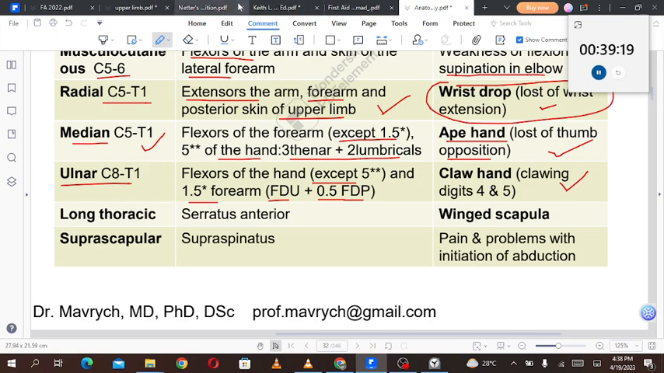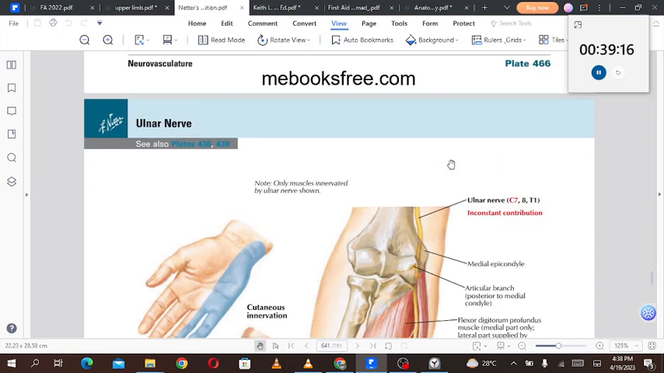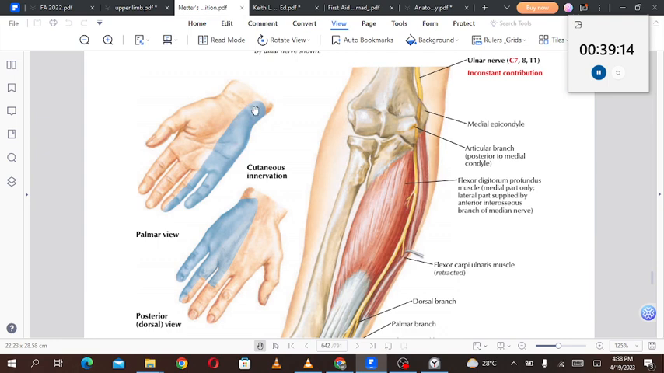Okay, so let's see the picture of the innervation of the ulnar nerve. It is supplying the medial one third of the hand, the medial one third of the palm, and 1.5 fingers as well. The medial 1.5 fingers are also supplied by the ulnar nerve, and the posterior innervation is over there.